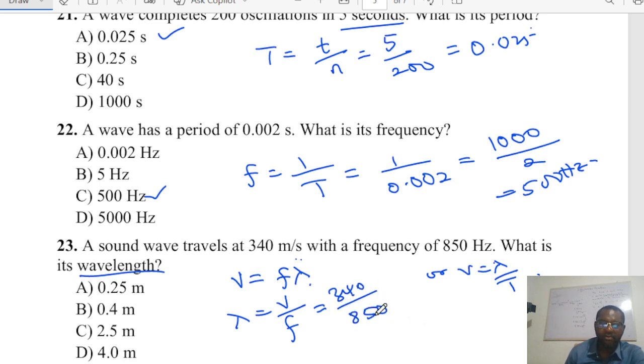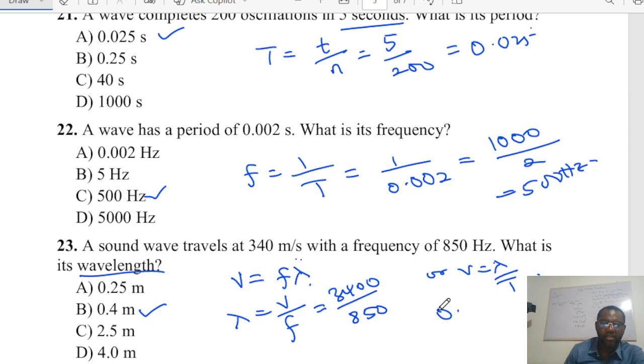Okay, so that would give us 0.4. If you add an extra 0, it is more likely going to be 340 divided by 850. Yeah, so the answer is 0.4.